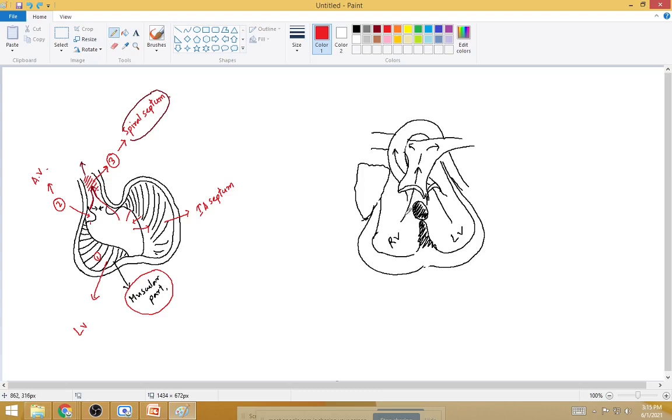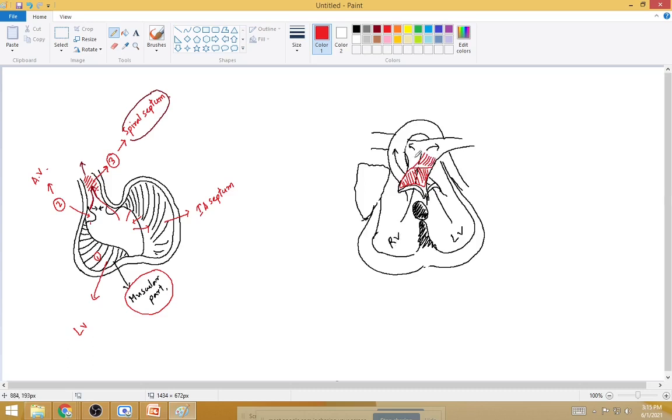The pulmonary trunk. This is the pulmonary trunk. If you see it from the front, it lies anteriorly. This part of the pulmonary trunk, you can see it from the anterior. After that, where is it going? It is going to the left side.